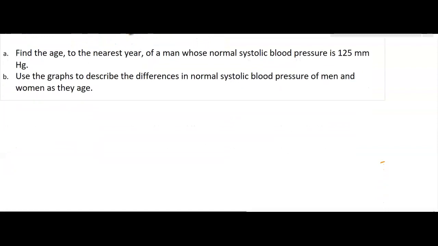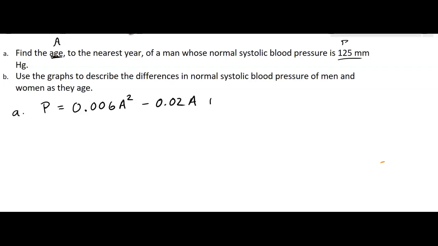It says for part A, find the age, so we're trying to find A to the nearest year, if a man whose normal systolic blood pressure is 125. So that is the P. So I need that formula, and hopefully I'll remember it right. 0.006a squared minus 0.02a plus 120. Okay, so I think that's right. We know the P, so we're going to put in 125 for P.